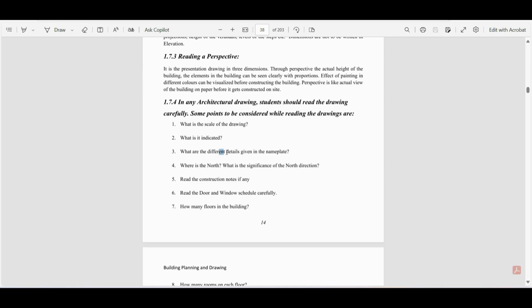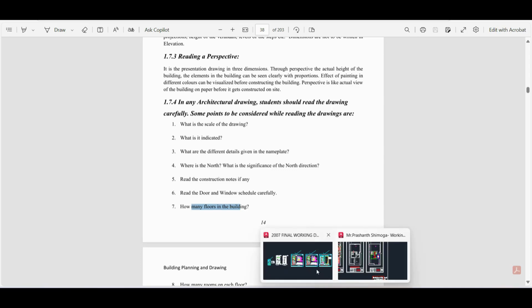What are the different details given in the name plate? Next, where is the north symbol and what is the significance of it? And read the construction notes. Next, the door and window schedule. And how many floors are in the building? So these 7 points, let's see in our sample plan.